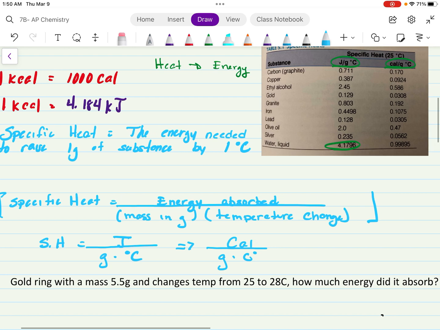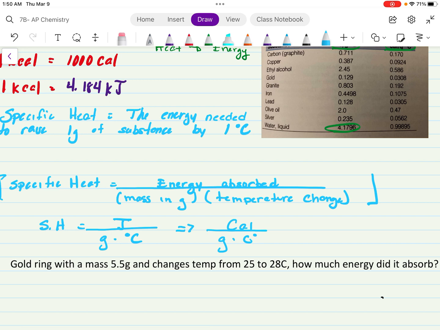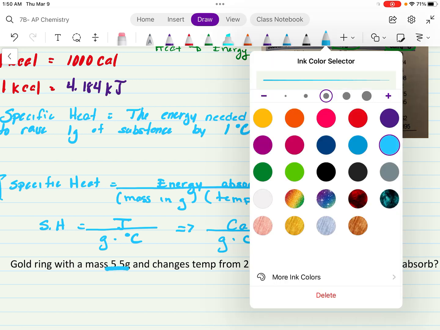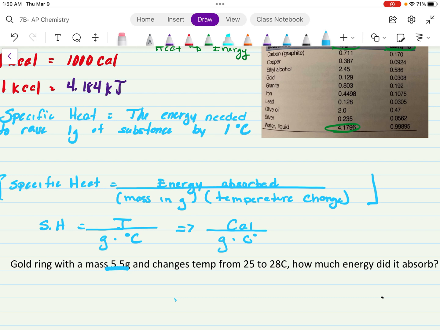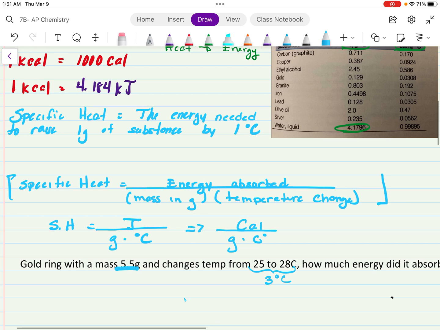Okay, so the question says, a gold ring with a mass of 5.5 grams changes temperature from 25 degrees Celsius to 28 degrees Celsius. How much energy did it absorb? Now, in this situation, we have the mass, which is 5.5 grams. And we have the change in temperature. If you look at 25 to 28, you can see that the change in temperature is 3 degrees Celsius, right? Now it's asking how much energy did it absorb? So we have to set this up and solve for energy absorbed, right?